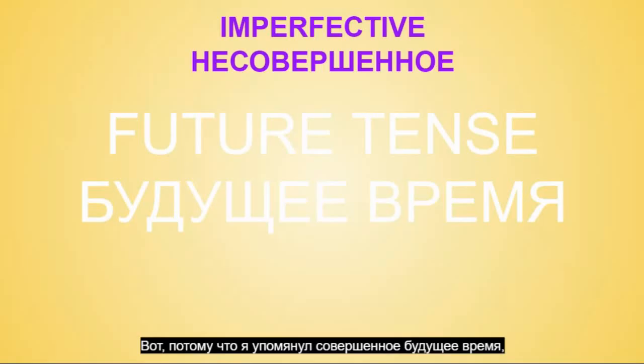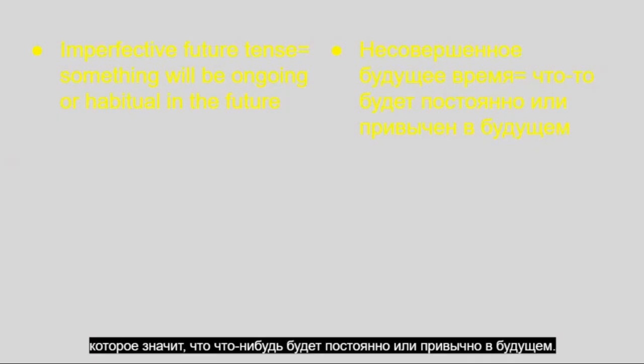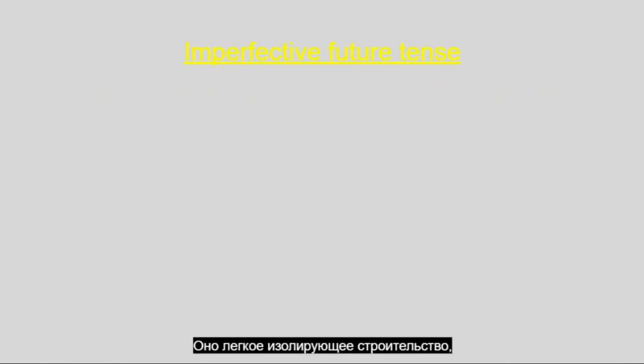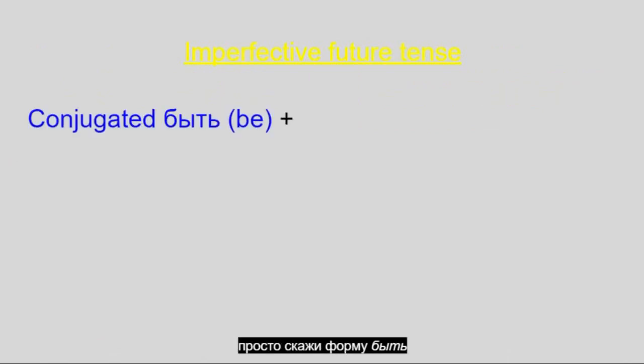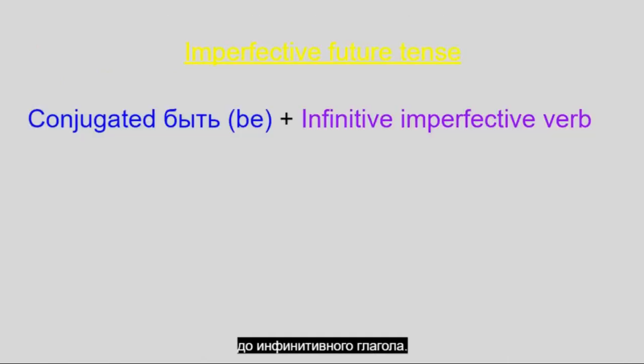Now for verbs that don't end with t, they all behave somewhat similarly with a consonant just before their suffixes. Now, since I mentioned the perfective future tense, I have to show how to make the imperfective future tense, which means that something will be ongoing or habitual in the future. It's an easy isolating construction, just say the appropriate personal form of быть, followed by the infinitive verb. By the way, about быть, Russian is a present tense copula deleting language.